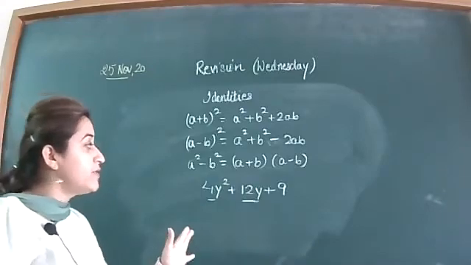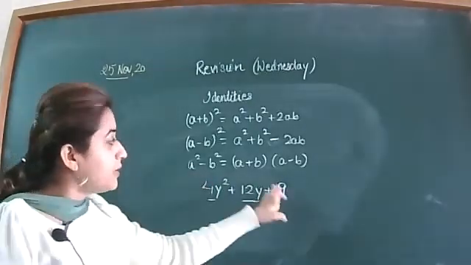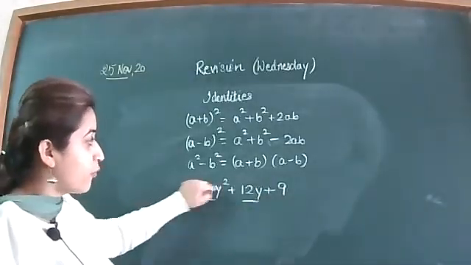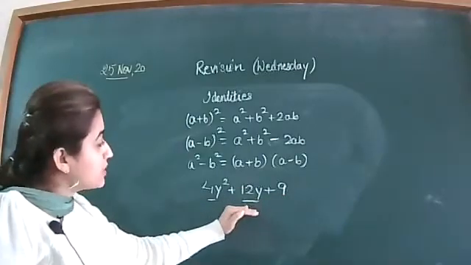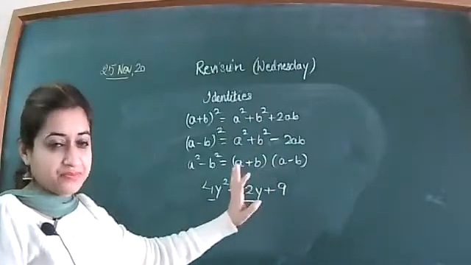And for the identity, one condition is there. The first term, a square, and b square should be perfect square numbers. As you can see, 4 and 9 are perfect square numbers. So that means you can apply the identity out of these three.